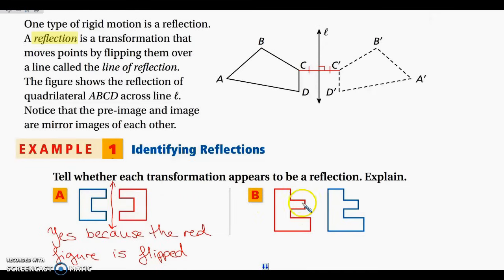Okay, if we look at this one, it's kind of like an upside down F or a T. Notice that this is not flipped. It's just kind of slid over. This is actually a translation, which we will talk about tomorrow. So this one is going to be no, it is not flipped. Okay, if you have any questions on that or any of the vocabulary, please write that down on your note-taking guides now.